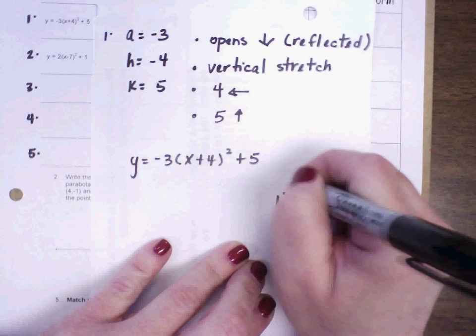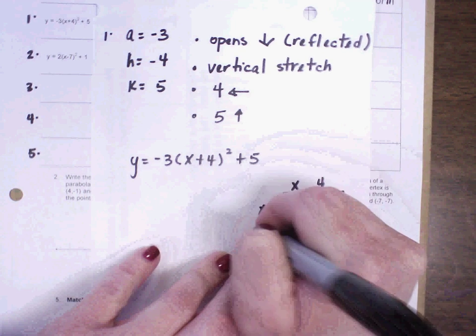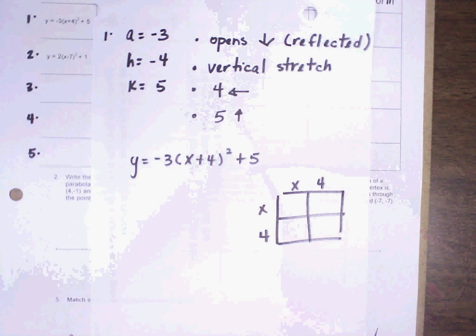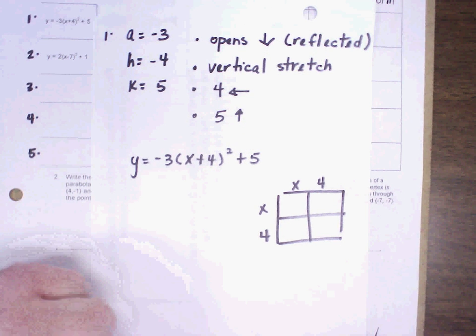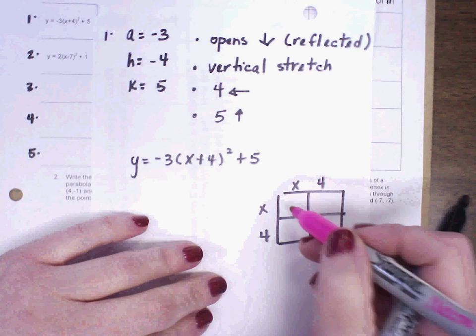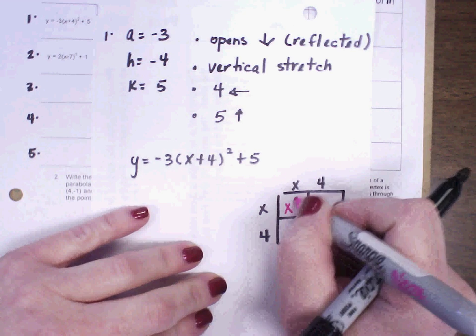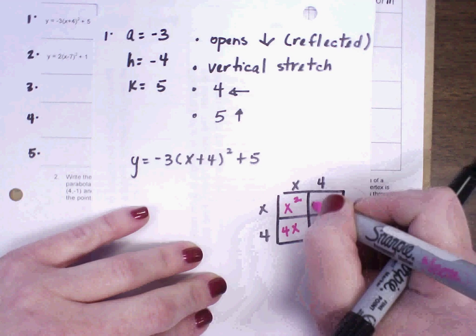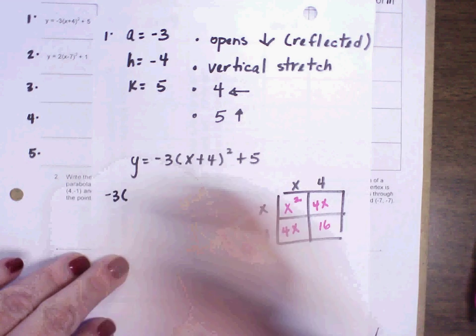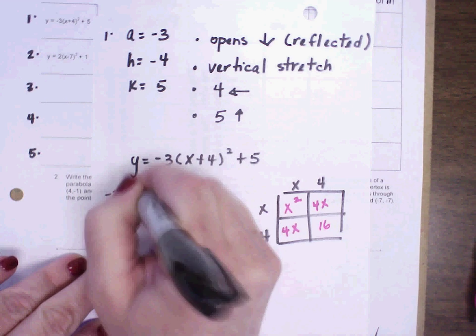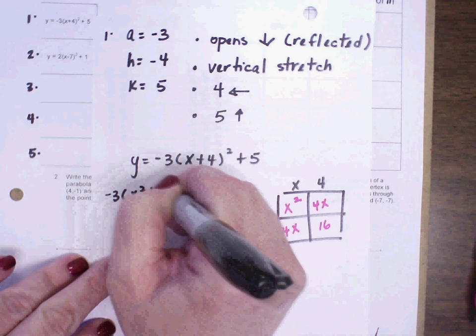Remember, at this point, you are putting everything that you know together, which should be a lot, because the year's almost over. All right, what is this box right here? X squared, 4x, 4x, and 16. So from there I get x squared plus 8x plus 16.